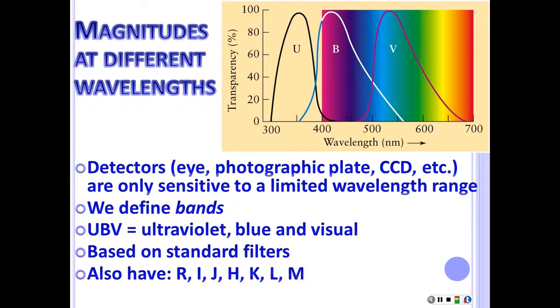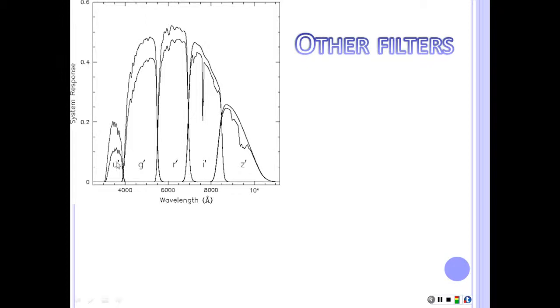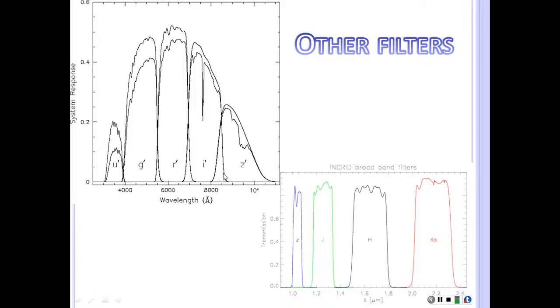We also have other filters: R for red, I for infrared, the JHK are also infrared, L and M are mid-infrared, and so on. We'll actually have a look at these. So here we can see another version of ultraviolet, slightly different. So it's the prime, G is green, R is red, I is infrared, and Z is kind of a mid-infrared. And the primes are there because they're not quite the same as the ones that are also called R, I, and Z. Here you can see this is Z, and it's slightly different to this one. It's centered around the same wavelength, but it's slightly different.